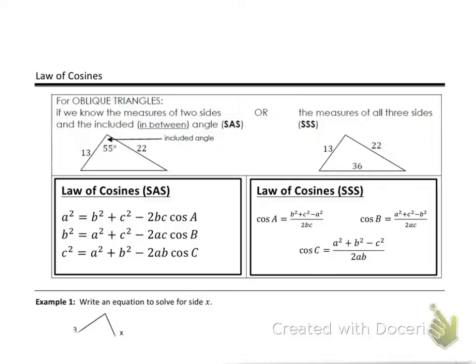All right. So these are a lot harder to memorize than the law of sines, because law of sines was nice. It was just sine A over A equals sine B over B. These are a little more difficult to memorize.